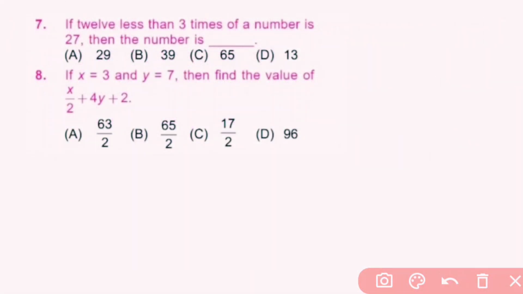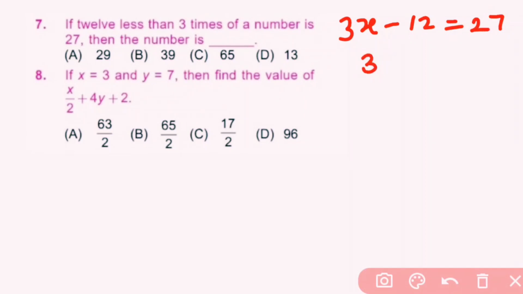Question number 7. If 12 less than 3 times a number is 27, then the number is dash. We take x as the number. 3 times the number means this number is x, and 3 times means 3 into x, and less than 12 means minus 12, is equal to 27. So our equation is 3x minus 12 is equal to 27.